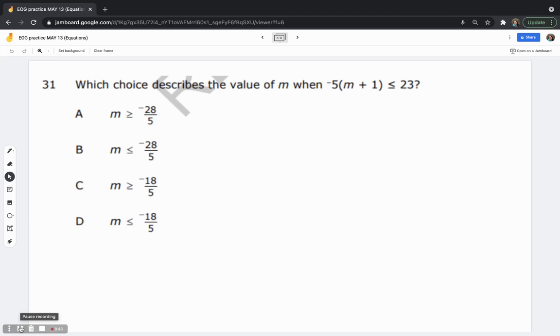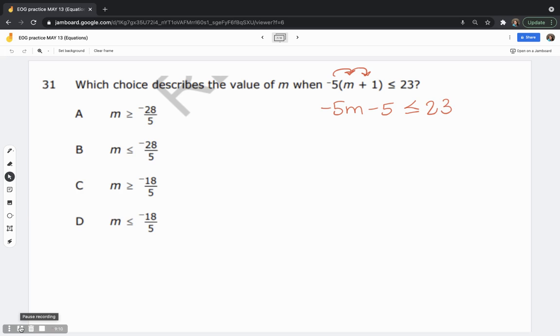Which choice describes the value of m when negative 5 times m plus 1 is less than or equal to 23? So again, I'm going to take this number outside parentheses and multiply it. So negative 5 times m is negative 5m. Negative 5 times a positive 1 is negative 5. That is less than or equal to 23.